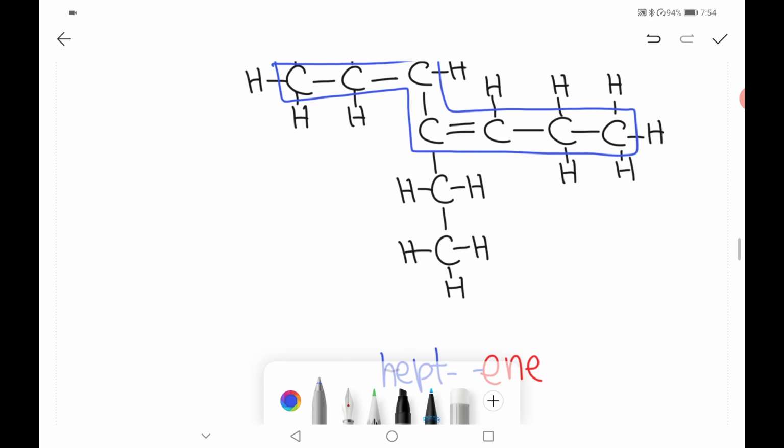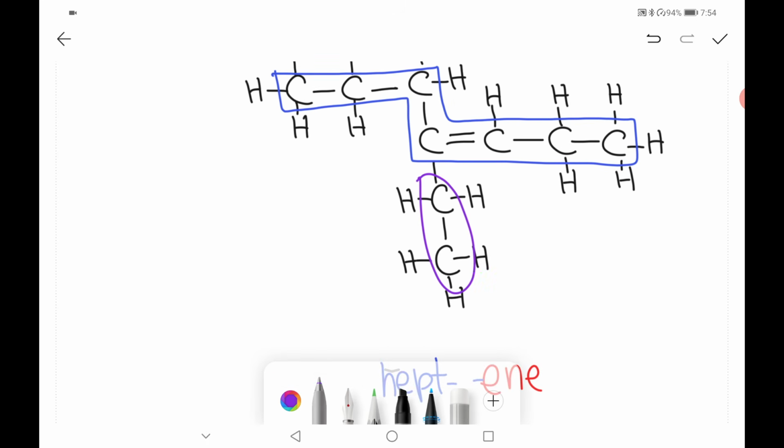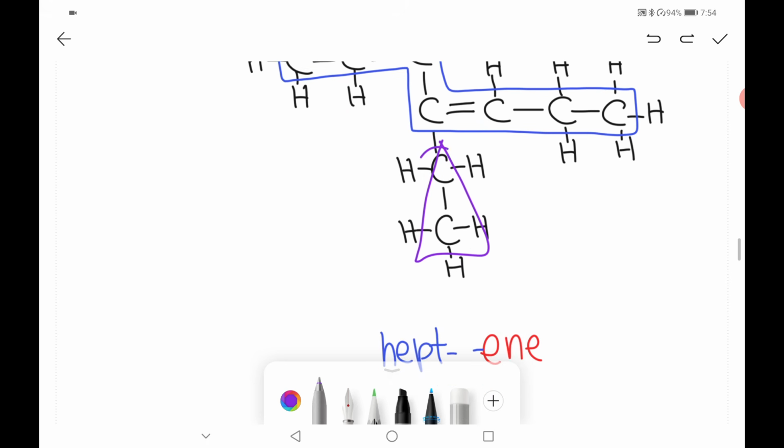Then we need to check, is there any branch? These 2 carbon are not inside the backbone, so these 2 carbon are a branch. This is 1 branch, not 2 branches, because the 2 carbons are sticking together on the backbone here. So this is only 1 branch, and the branch has 2 carbons.